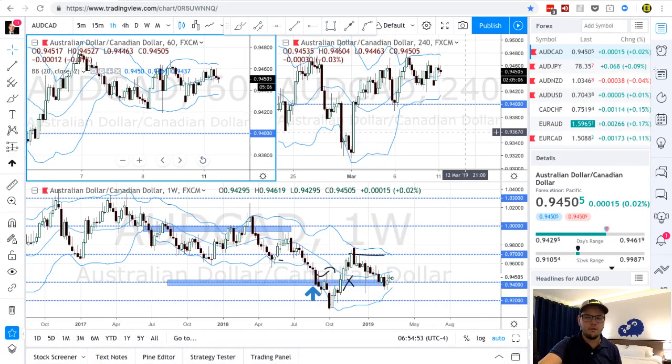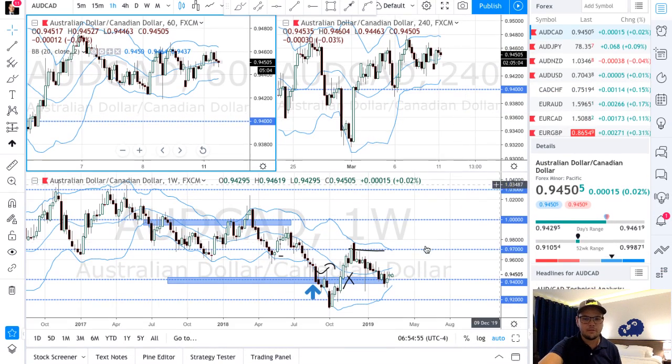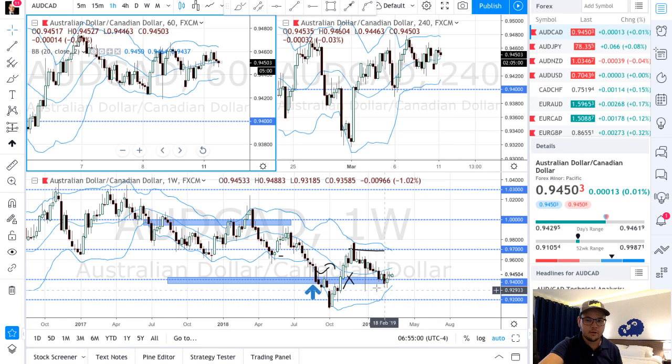Cool. So first things first, AUD CAD. This is a pair that's been at the major level for some time at 0.94. I'm looking to buy on this pair at this level on the weekly chart because it's pretty massive. And I'm looking for the Bollinger Band setup on, of course, the 1 hour chart and 4 hour chart, as always.